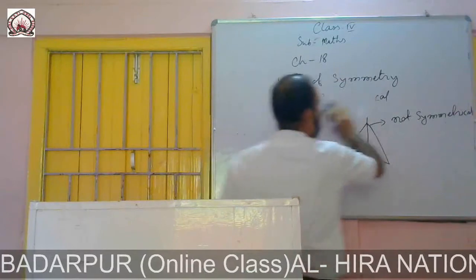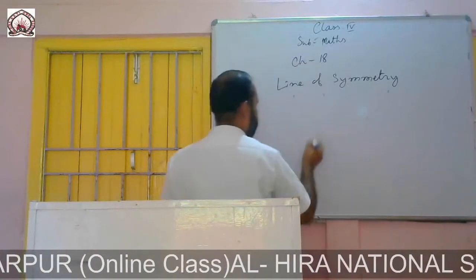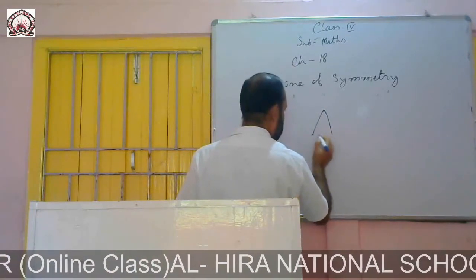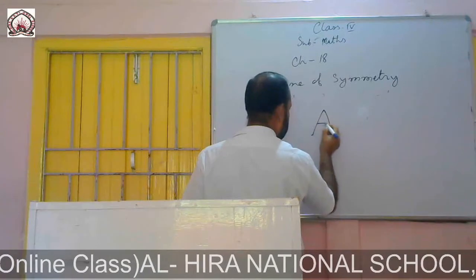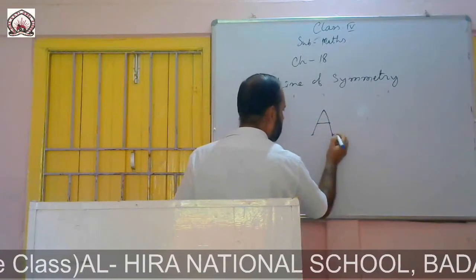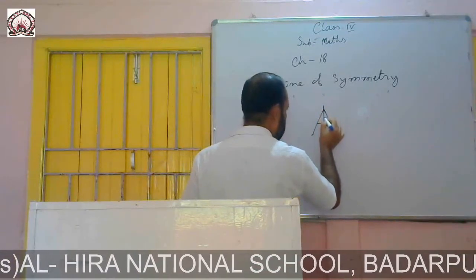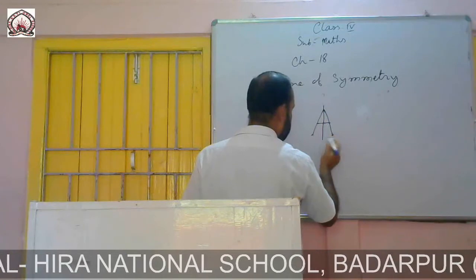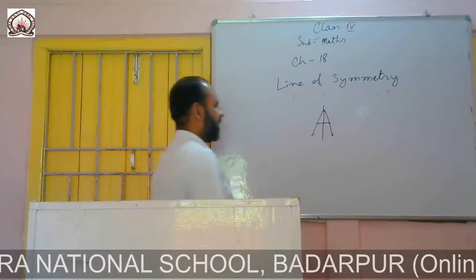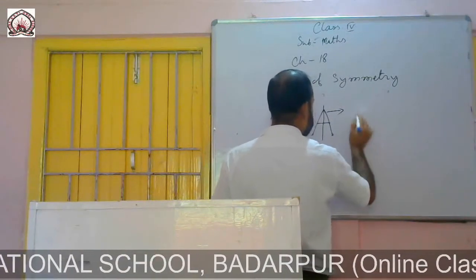Next, letter A. Letter A, both sides are equal. If we draw a vertical line and if we fold it, it matches exactly. So letter A is symmetrical.